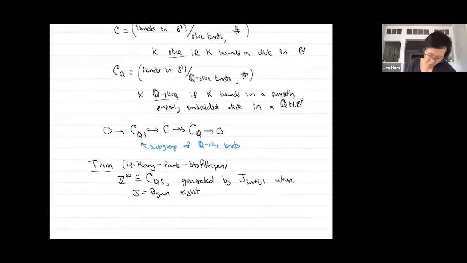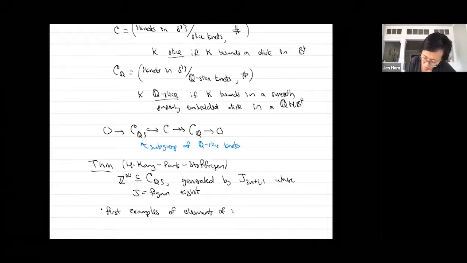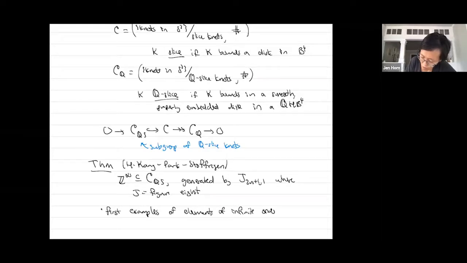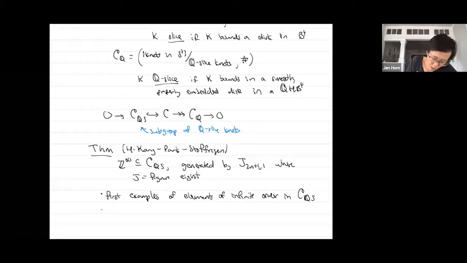All right. And so how does this compare to what was previously known? Well, these are the first examples of elements of infinite order in this subgroup of rationally sliced knots. All previously known examples, whose order we knew, were order 2. And this is in contrast to what happens in higher dimensions, where the analogous statement is false. I'll say more about what I mean by that.